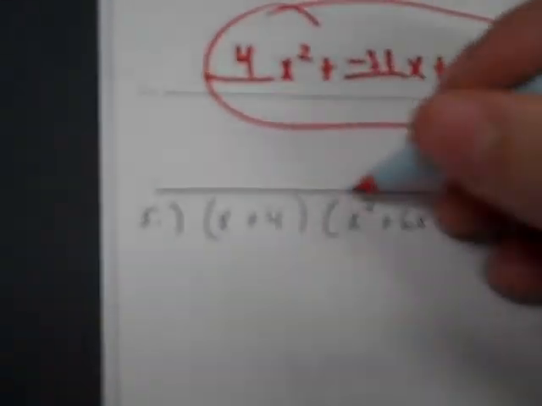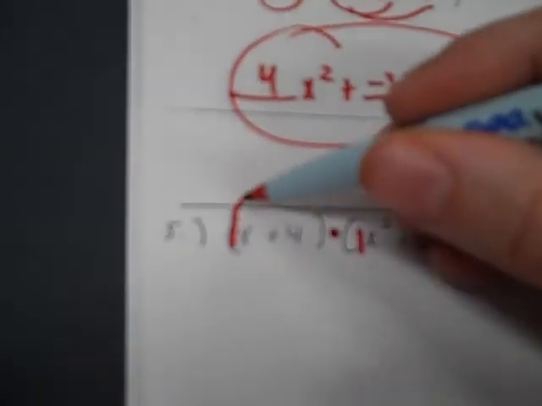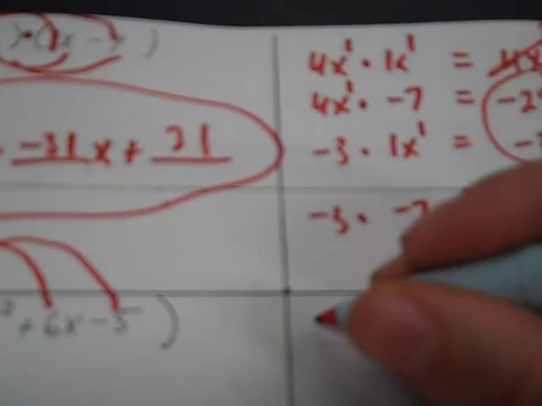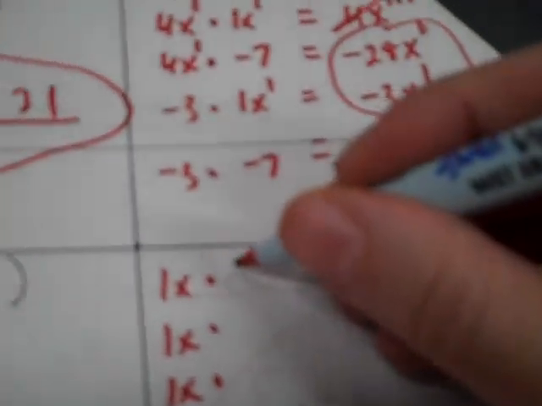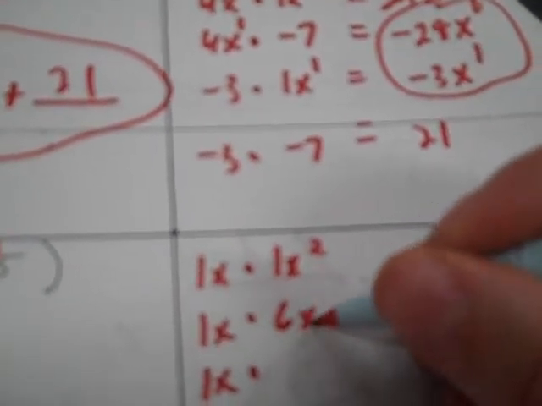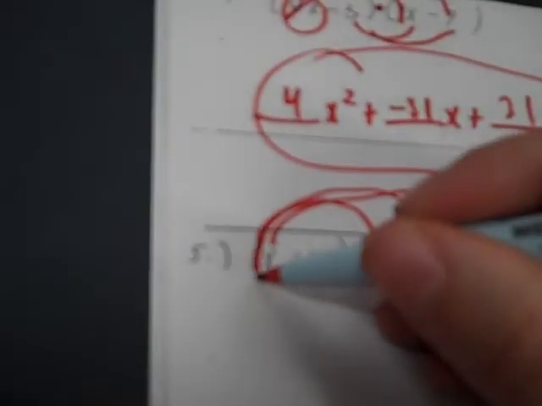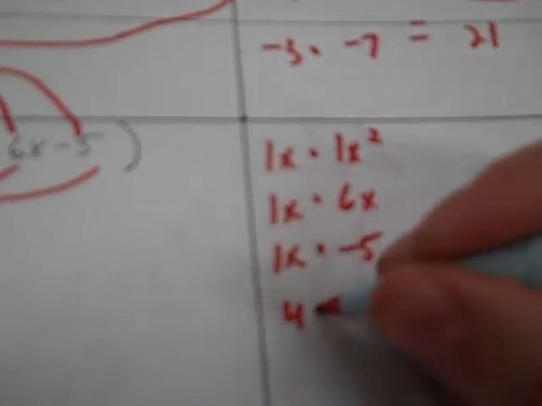Okay, next one. Again, 2 parentheses without a sign means times. Okay? So again, 1, 1. So I have the number there to distribute. So 1 to 1, 1 to positive 6, 1 to negative 5. So I drew 3 rainbows on that. So 1x, 1x, 1x. I'll be multiplying by these 3 things: 1x to the second, 6x, negative 5. Now I distribute the other term to each one, the same 3 terms though.